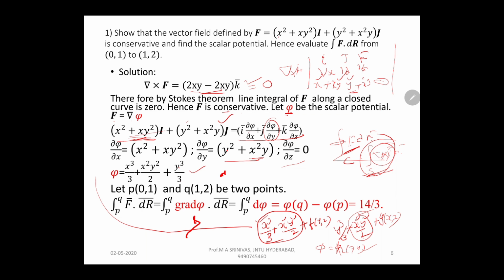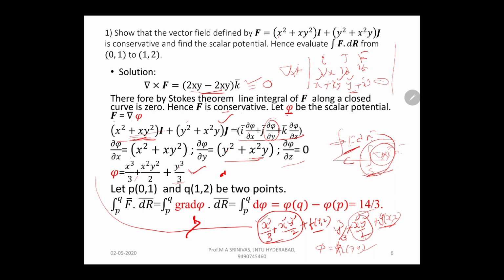Okay, it automatically satisfies these three. Let us see, x cube by 3 plus x square y square by 2. This part, if I take, the remaining part will be a function of yz. And for the second one, y cube by 3 plus x square y square by 2, the remaining should be a function of xz. So this is my g, this is my f, and this entire one is my h. So this is phi.